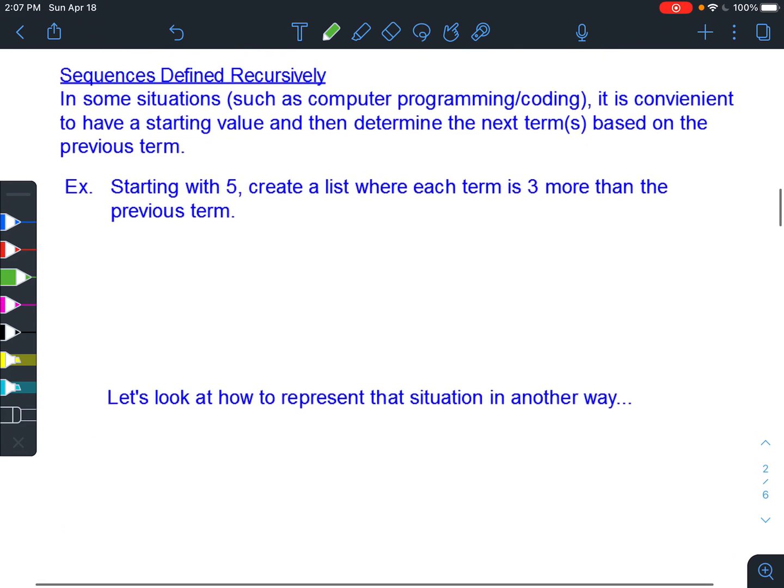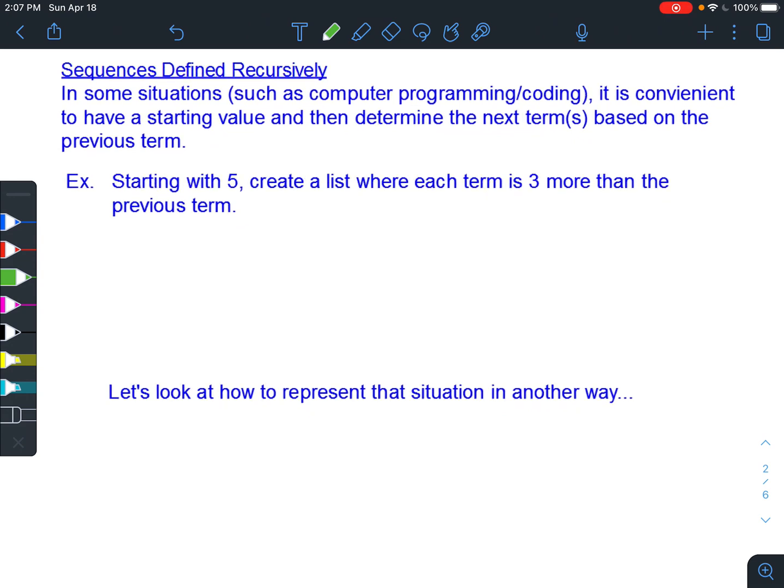All right, moving on. Okay, another sequence is defined recursively. This is a bit of odd notation to get used to, so here it is. But in some situations, such as computer programming or coding, it is convenient to have a starting value and then determine the next term or terms based on the previous one, or your starting one. All right, so here we go.